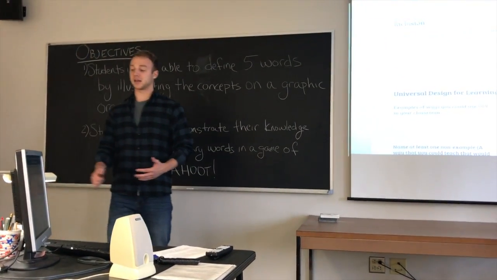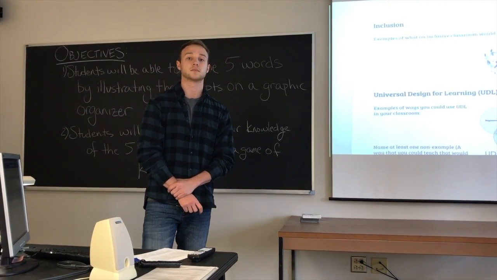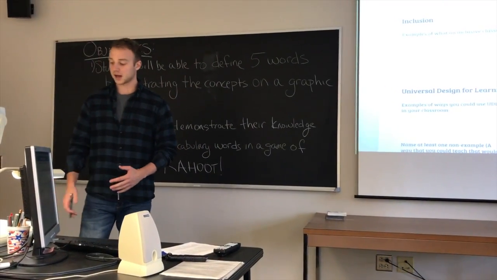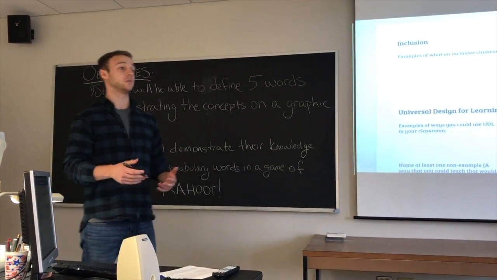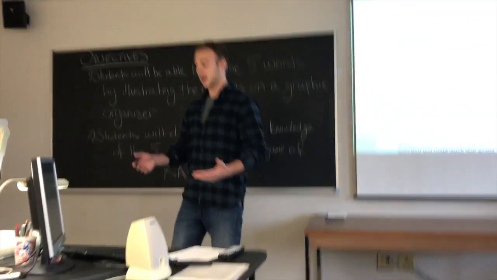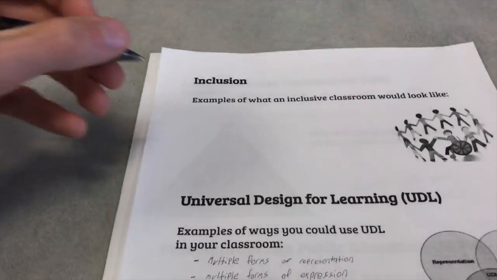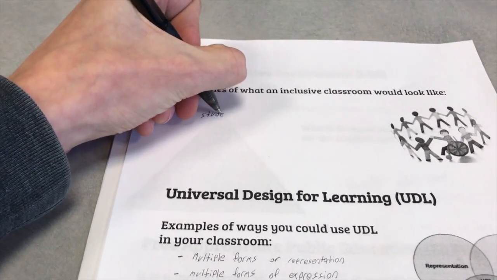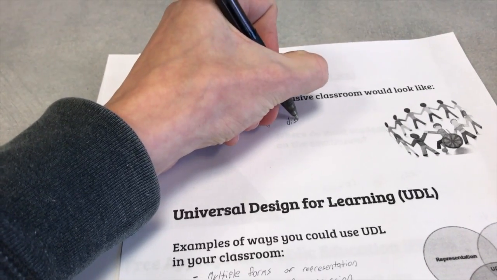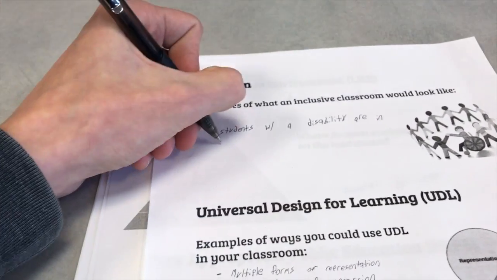So what would an example of an inclusive classroom look like? A classroom where everybody is engaged and active in the classroom, I would assume. Yeah, and maybe a student with a disability is not separated from their peers, from the students without a disability. So everyone is together in the classroom. So students with a disability are in the same classroom as their peers.